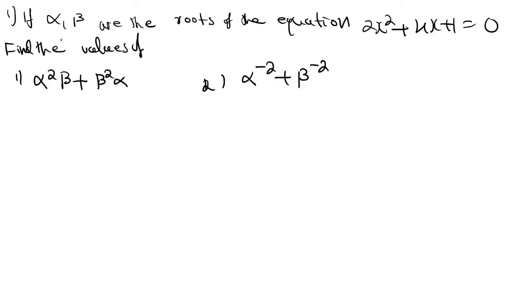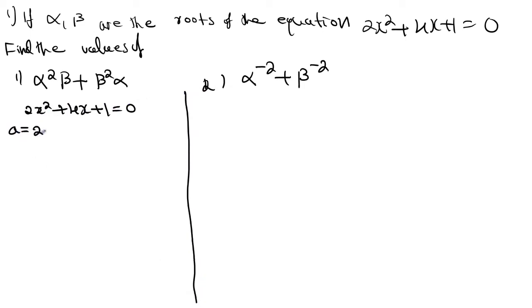Next, if alpha and beta are the roots of the equation 2x square plus 4x plus 1 equal to 0, find the values of alpha square beta plus beta square alpha. Second one, alpha to the power minus 2 plus beta to the power minus 2. See, first consider the equation 2x square plus 4x plus 1 equal to 0. Now see, what is a value? A value is 2, b value is equal to 4, c value is equal to 1.